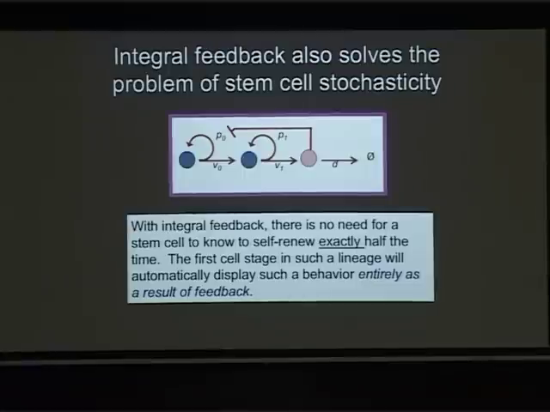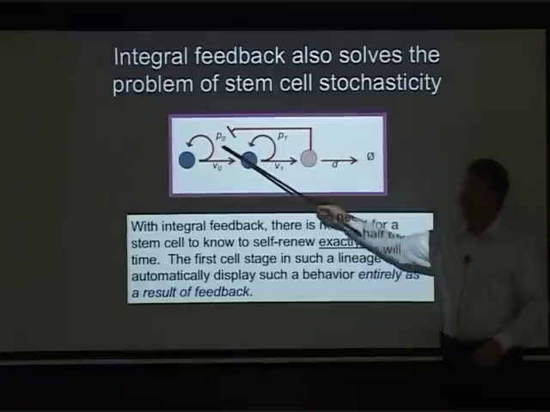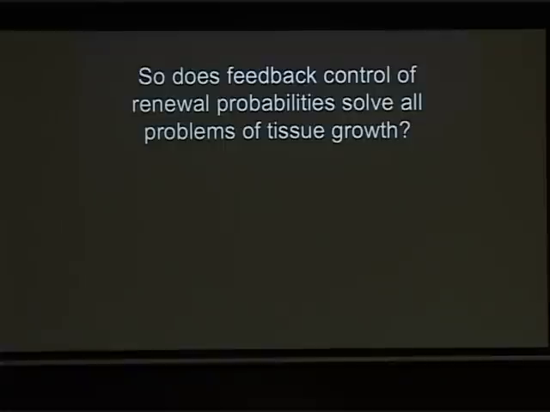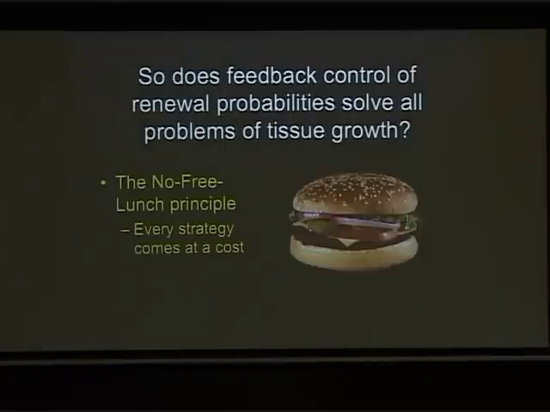Okay. And of course, it solves this problem of stochasticity. Because if you ensure at the population level that this number is 1/2, you can let the cells be as stochastic as they want in their division patterns, right? There's no need to control the individual cells because the population is under control. Okay, so that's the good news.